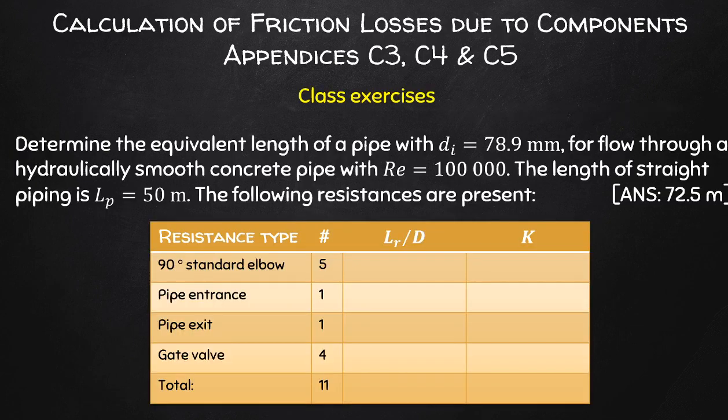Let us now consider another exercise. In this exercise, make use of the following information and determine the equivalent length by calculating the resistance lengths LR for these resistances. The answers are going to be provided for you, and the final answer that you should get in this case is equal to 72.5 meter. See if you can quickly determine these yourself.